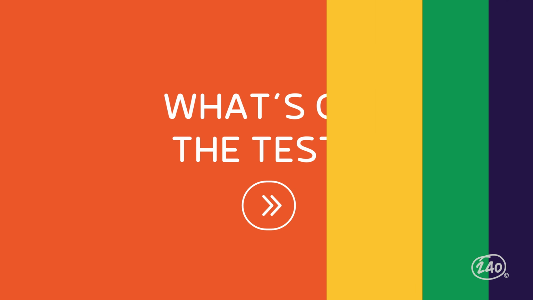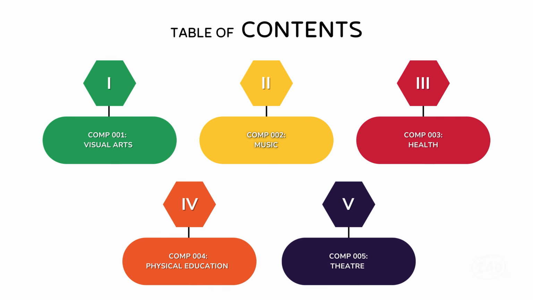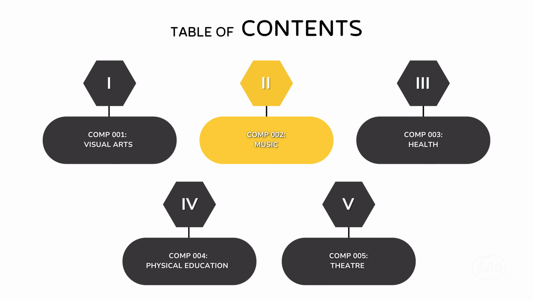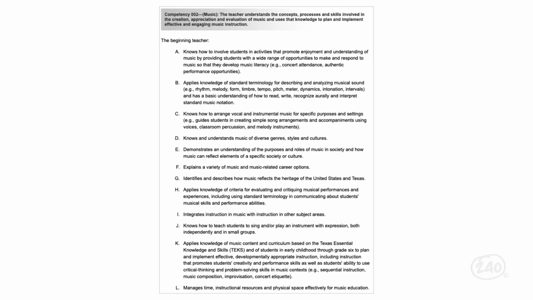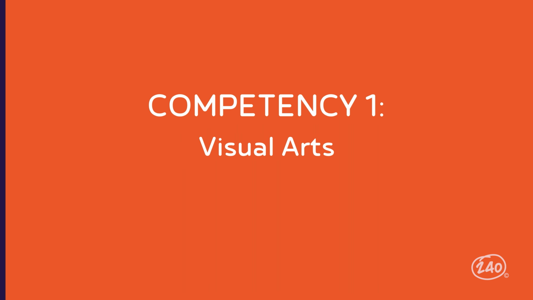Now, the Core Subjects EC through 6 Fine Arts, Health, and PE consists of 5 areas called competencies. These are visual arts, music, health, physical education, and theater. Each competency has descriptive statements that will give more detail about what will be covered on your exam. However, as you can see, these might leave you feeling even more confused. Don't worry, that's where I come in. Let's take care of our fine arts competencies first, then we'll finish up with health and PE.